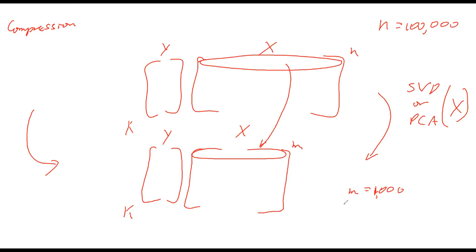So now when you have this M, can you now plot? Before you couldn't plot the data because N was 100,000, but now that M is 1,000, can you now plot the data? No, you cannot plot it exactly, because we can only plot things that are two-dimensional or three-dimensional.